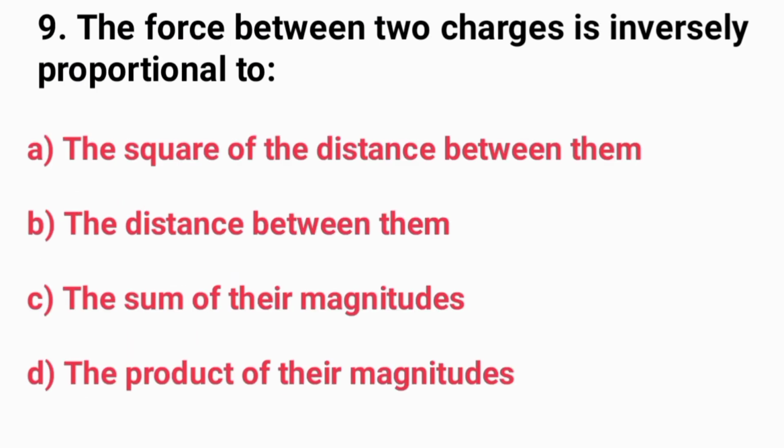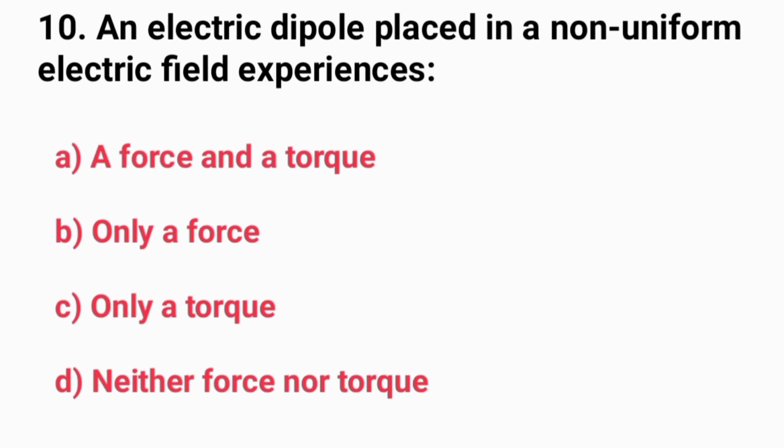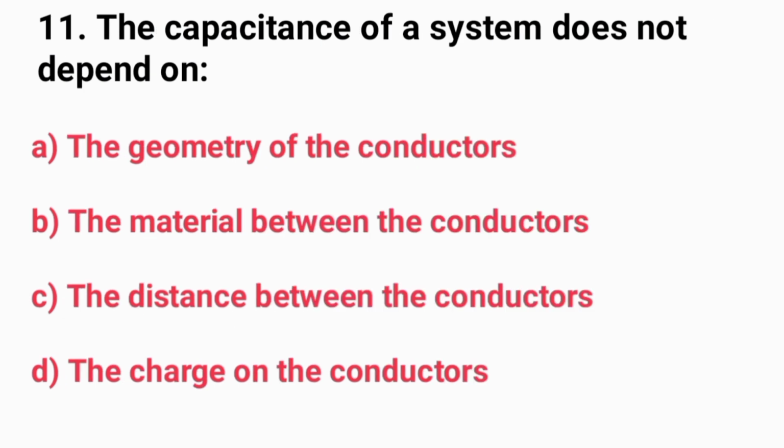Question number 9. The force between two charges is inversely proportional to. The correct answer is option A, the square of the distance between them. Question number 10. An electric dipole placed in a non-uniform electric field experiences. The correct answer is option A, a force and a torque. Question number 11. The capacitance of a system does not depend on. The correct answer is option D, the charge on the conductors.